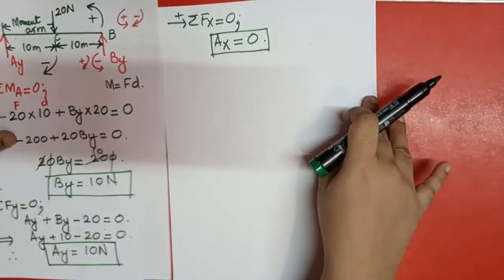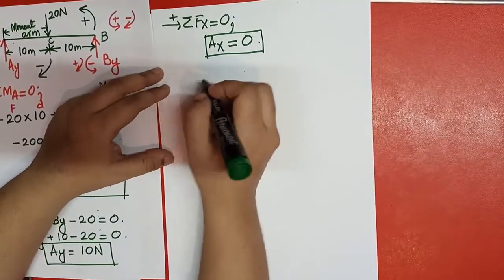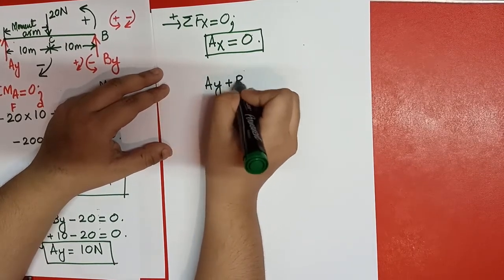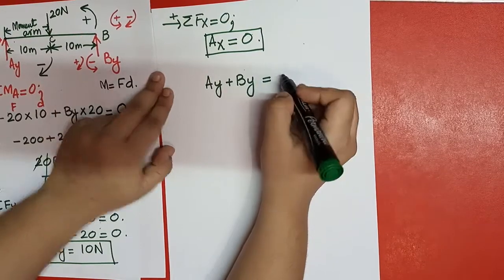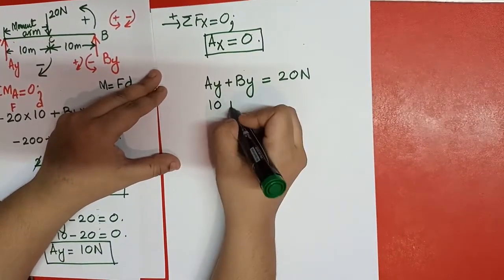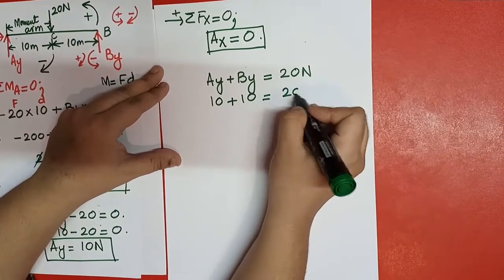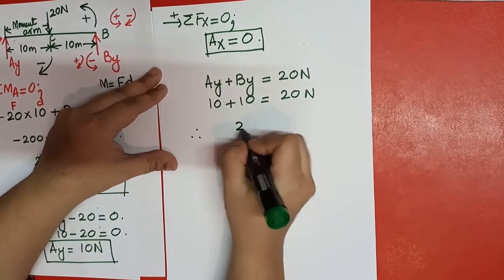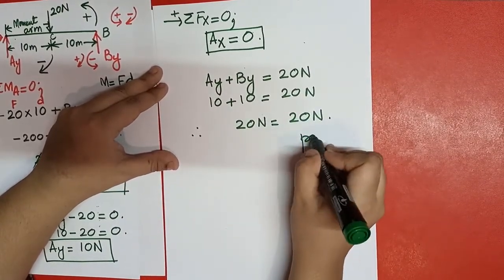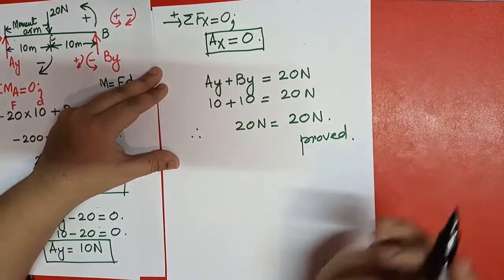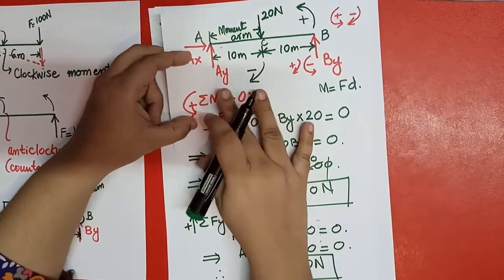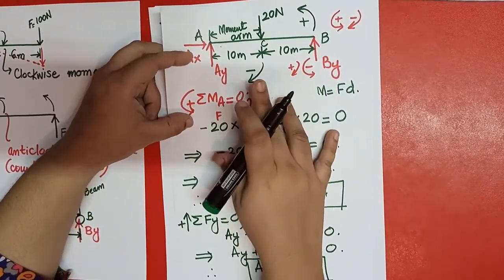For example, I want to prove it. Ay plus By should be equal to 20 Newton. So I will put 10 Newton here and 10 Newton here, and it will be equal to 20 Newton. You can prove it like this. So 20 Newton is equal to 20 Newton. So this is proved also, and you should always keep in mind that when you have the force at the center of the beam, the support reaction should be half of that force.